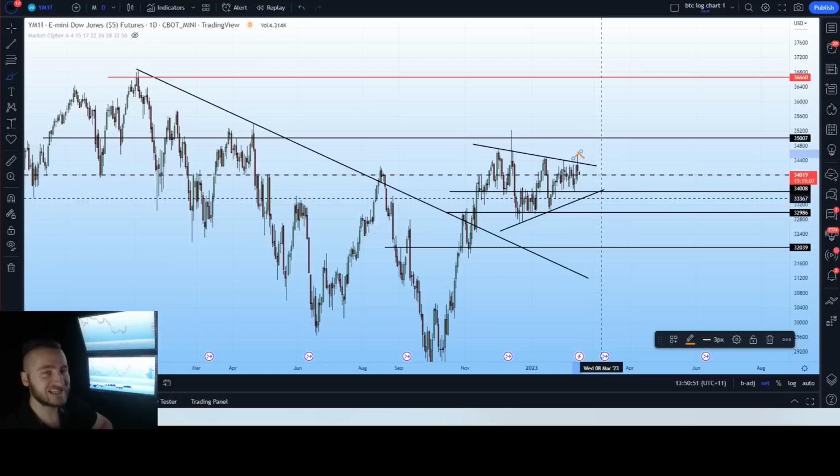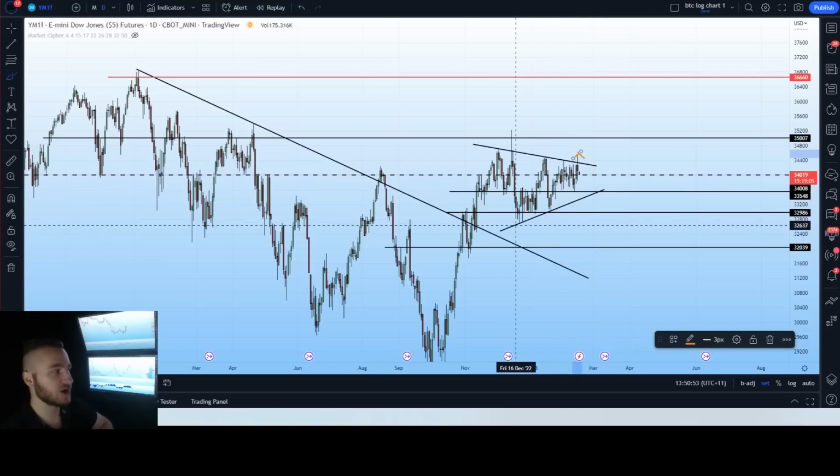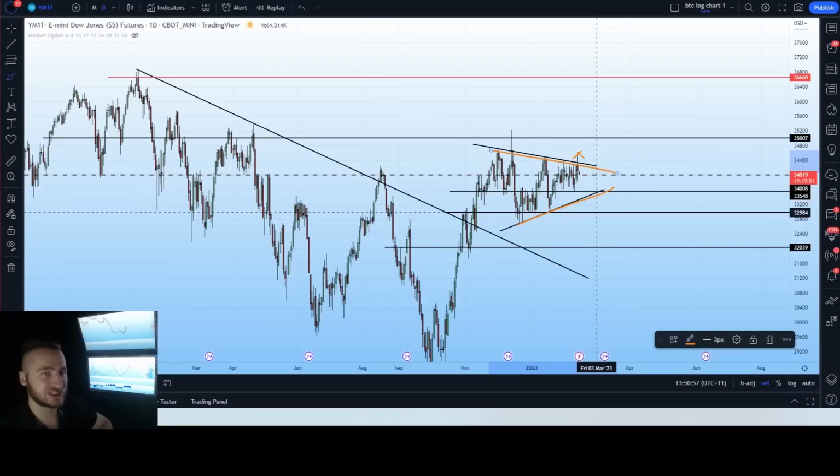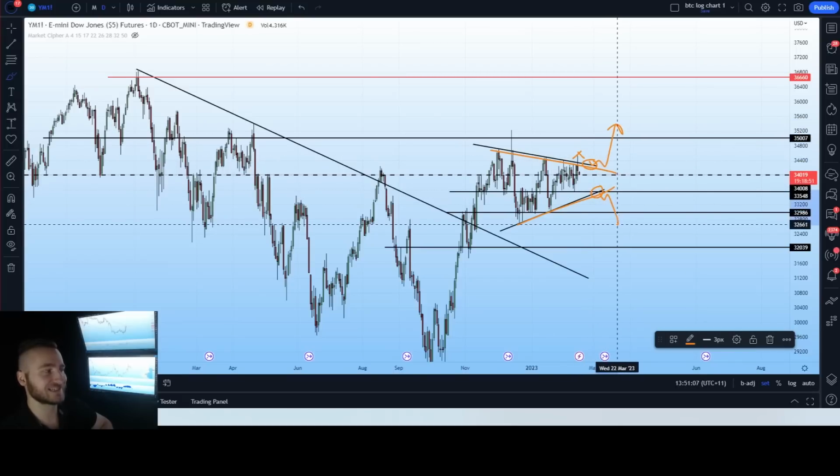Remember, the daily candle close above or below this symmetrical triangle will determine the directional continuation for the price action. Meaning, a daily candle above will continue the price upwards, a daily candle below will continue the price downward. Our targets are these corresponding horizontal lines on the downside and the upside.